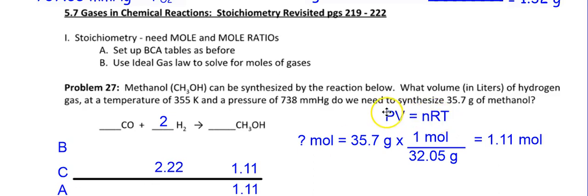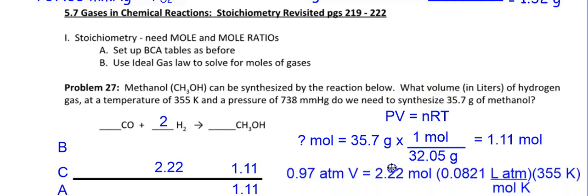So go back to my PV = nRT. Do I have pressure? Yes, sort of. I need to convert it into atmospheres. Do I have volume? No, that's what I'm looking for, though. Do I have moles of hydrogen? Yes, I do. I have 2.22. Do I have R? Of course I have R. Do I have T? Yes, they gave it to me. So this is what I have. And so now what? I need to figure out my volume. Go ahead and solve for V while you're at it. Did you get 66.7 liters? That's what I got. Hopefully you did too. So that's how you go about doing a problem using stoichiometry and gases.